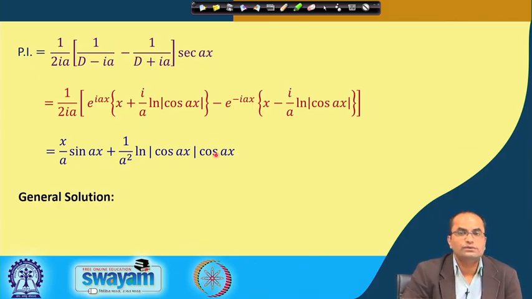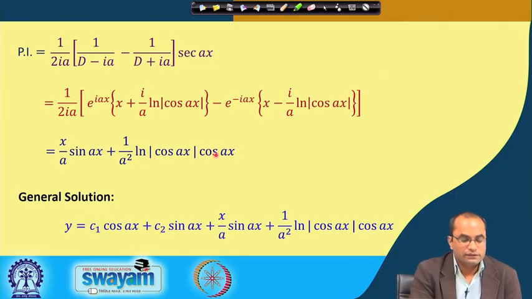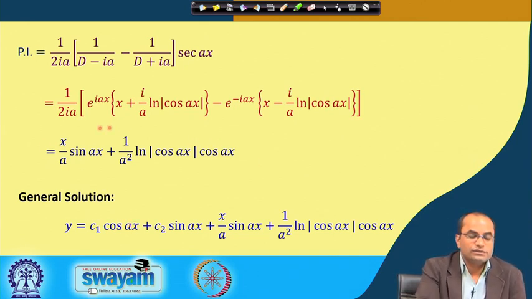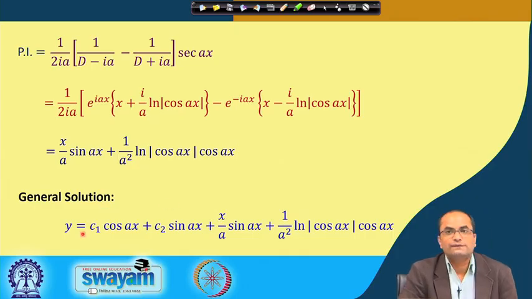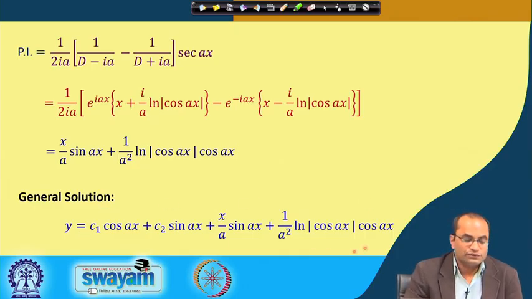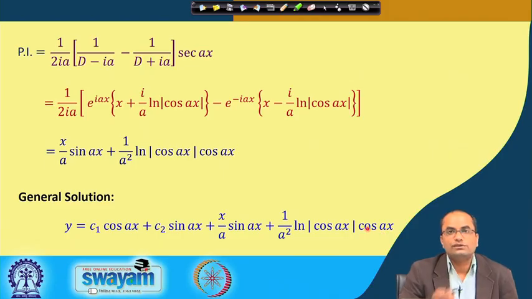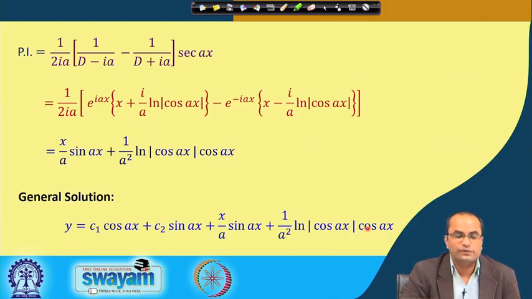So, the general solution now will be the complementary function which we have evaluated earlier, that was c1 cos ax plus c2 sin ax, and this particular integral. So, this is a particular solution of the given non-homogeneous differential equation. This is the general solution here, and when we add the 2, we have the general solution of the given differential equation.